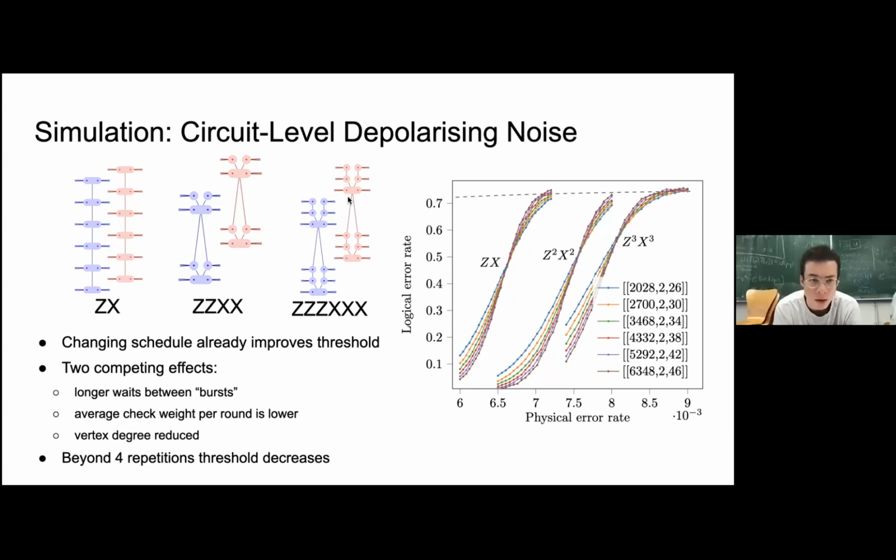So you're saying, if you would wait a very long time, the errors of the type that you're not measuring would build up to some logical operator? Yes, essentially. Okay, I understand now. Thanks.